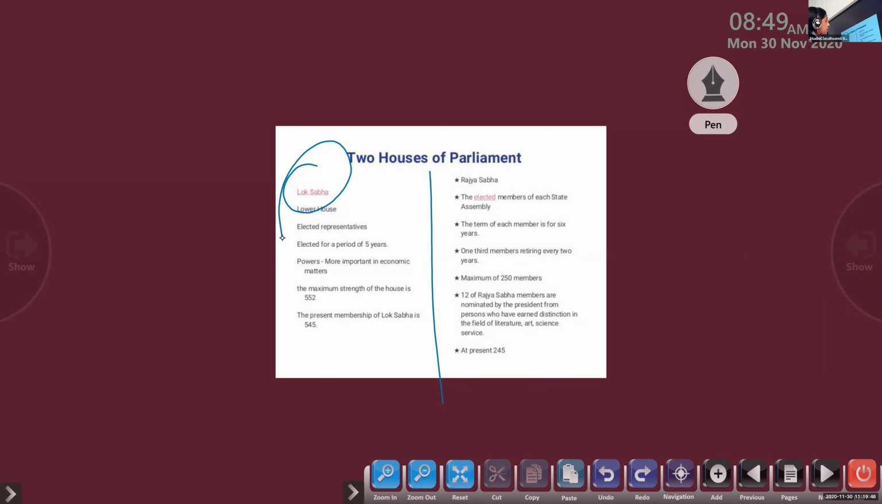Coming to Rajya Sabha, the members are elected from the elected representatives of each state. The elected members of each state assembly elect the members to Rajya Sabha, and they are elected for a period of 6 years. It's a permanent body. 1/3 of its members retire every 2 years, and its maximum strength is 250. At present, it includes only 245 members. And out of this, 12 members are nominated by the president from various persons who have earned distinction in the field of literature, art, science, service, etc.